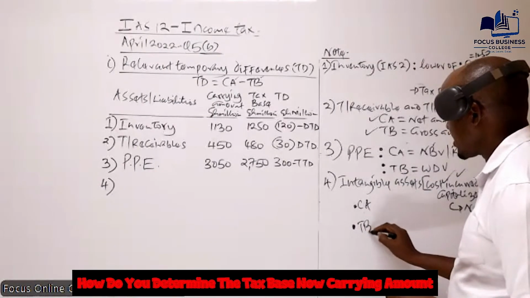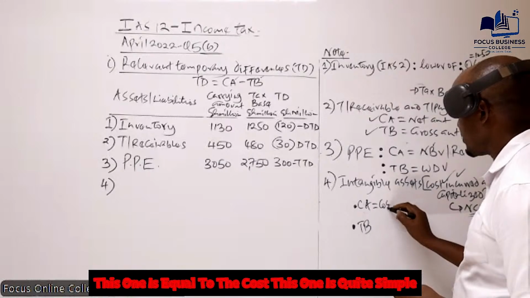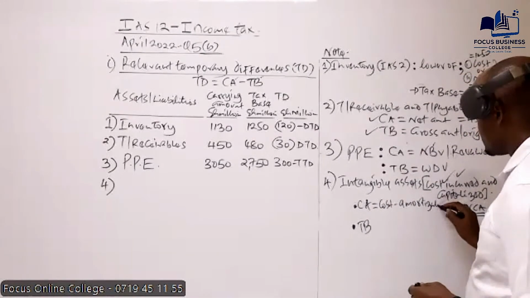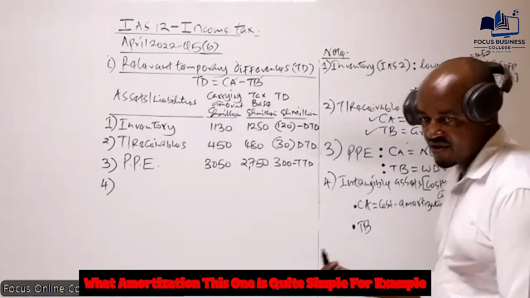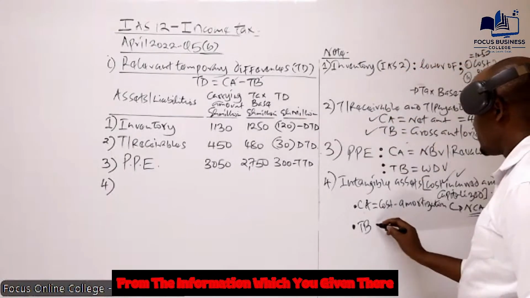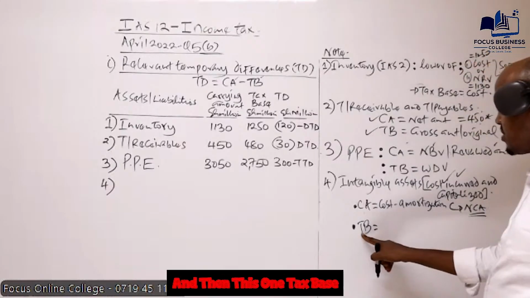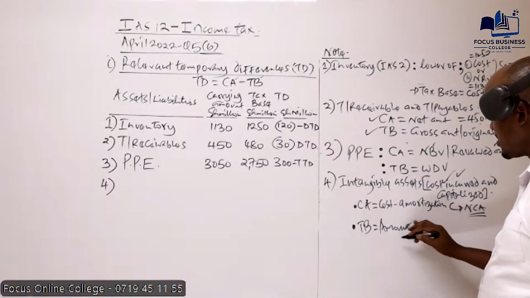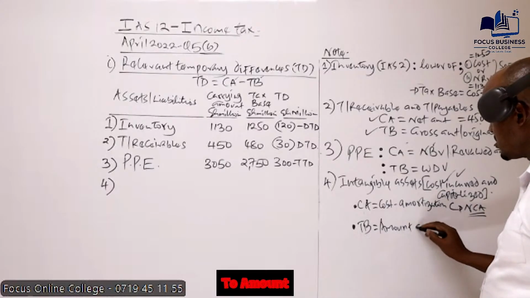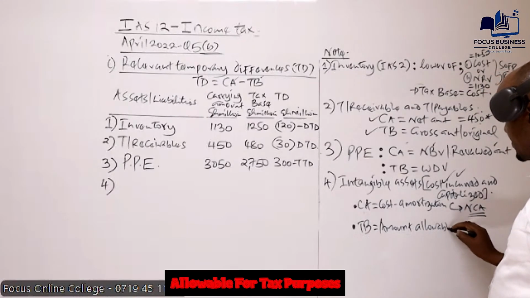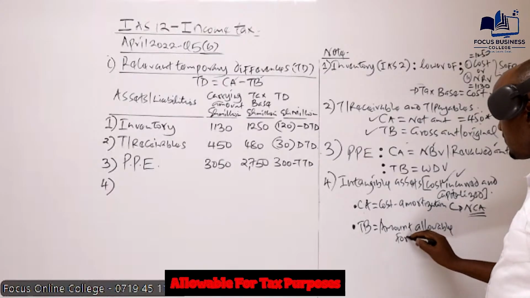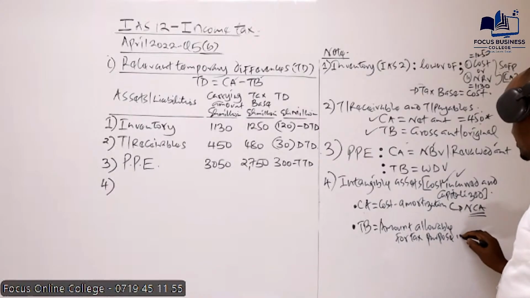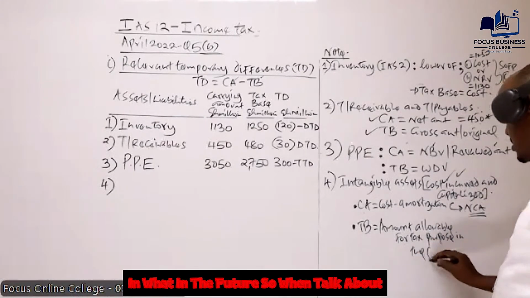How do we determine the tax base? Now, carrying amount, this one is equal to the cost, minus amortization. Minus what? Amortization. This one is quite simple, for example, from the information which you're given there. And then the tax base, this one is equal to the amount allowable for tax purpose in the future. In what? In the future.